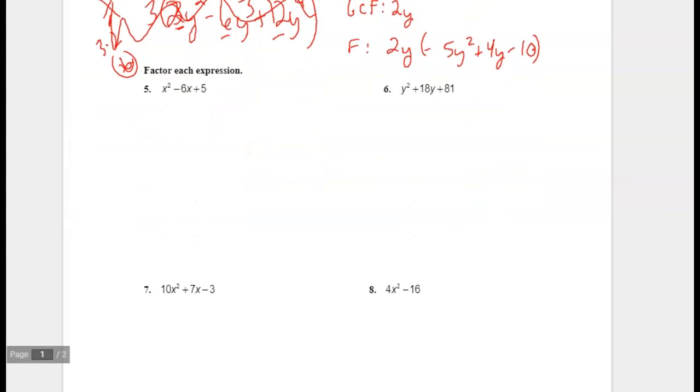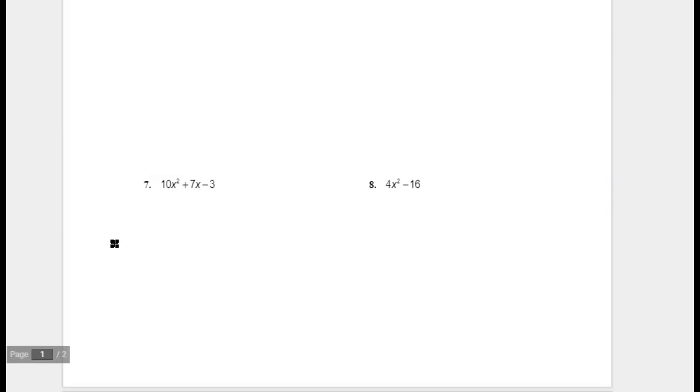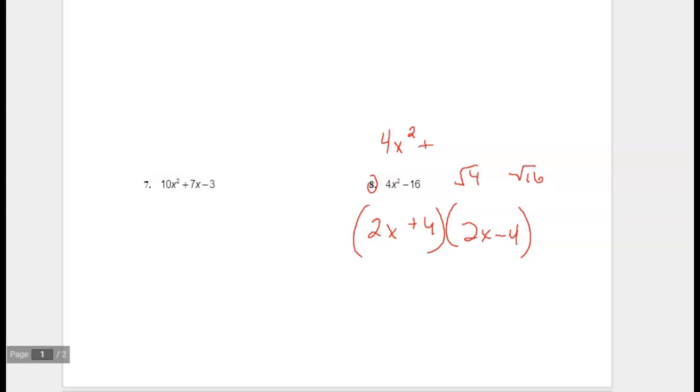Okay, it says factor each expression. Well, a couple of you got this one wrong down here. This is just one of those special cases you got to recognize. If you can take the square root of 4 and the square root of 16, but there's no middle, it's just one of those special cases that hopefully you could recognize. So it's 2x plus 4, and then you have your 2x minus 4. Or if you really need to do it by hand, it's 4x squared plus 0x minus 16.